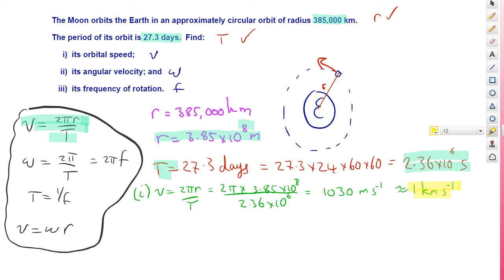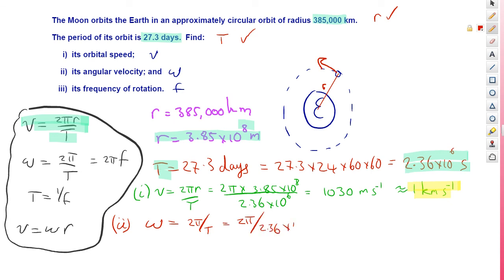So let's now find the angular velocity. We've got tons of choices now, because we could use v over r from here. We could use 2 pi over t from there. We could use 2 pi f. So we're spoiled for choice. And often it depends what information you've got will decide what choice you make. Anyway, seeing as we've just found t in seconds, let's just do 2 pi over t.